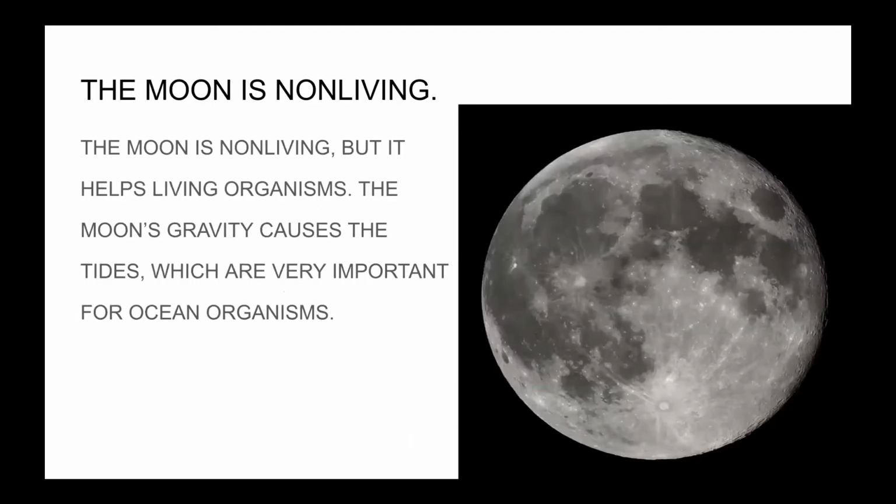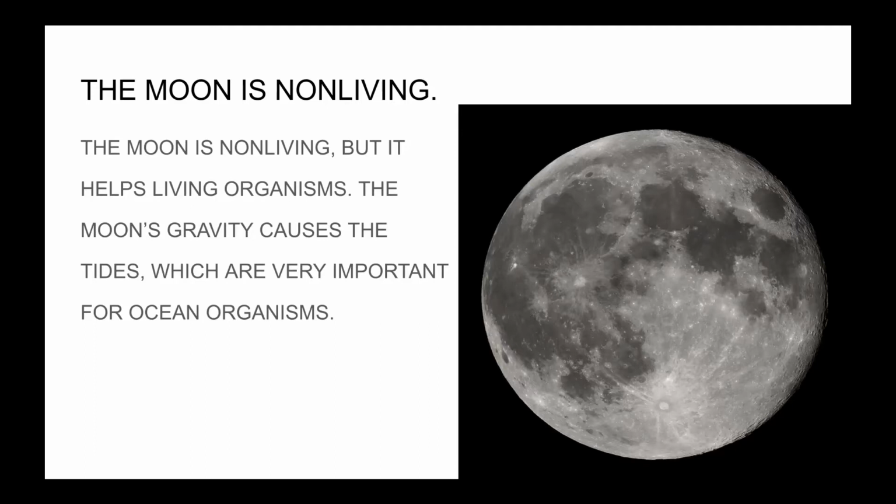The moon is non-living, but it helps living organisms. Now, we don't get light that comes from the moon. The light we see from the moon is reflected light from the sun. So when the sunlight hits the moon, it bounces off and we can see the surface of the moon. But it's the moon's gravity that is so important for us because it causes the tides.